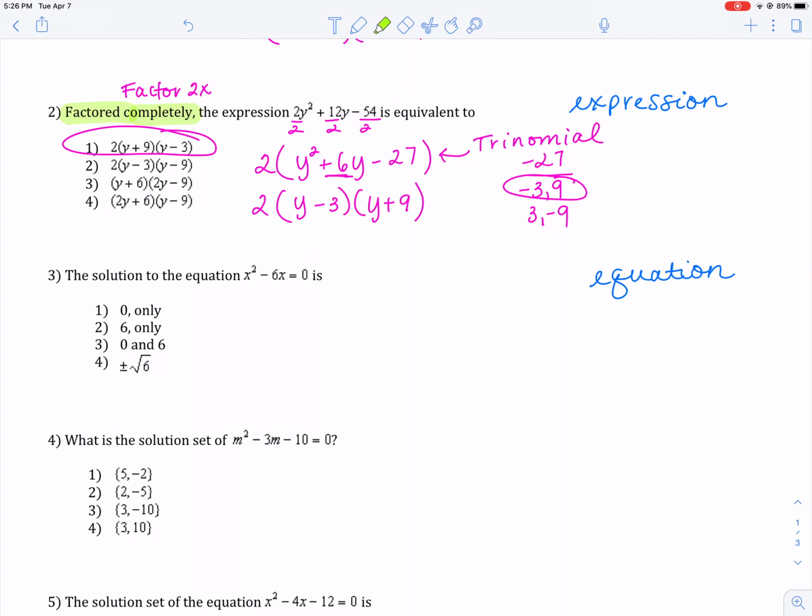So watch, when you're looking for a solution, you remember your solution, another word for a solution is called a root. So when I look at x squared minus 6x equals 0, the first thing I'm asking myself is, is it in standard form? Okay, standard form looks like this: ax squared plus bx plus c equals 0. This is in standard form.